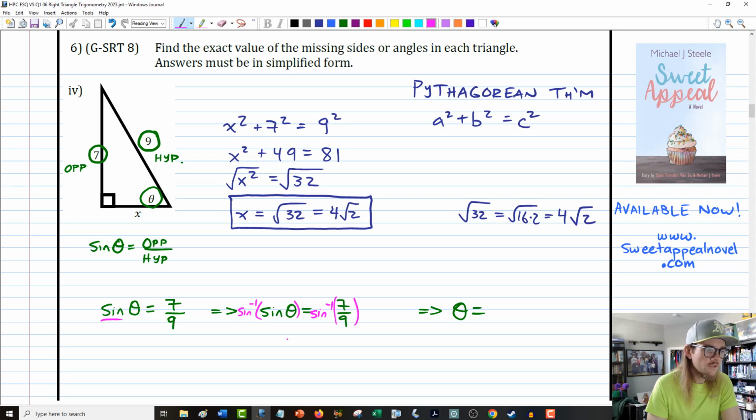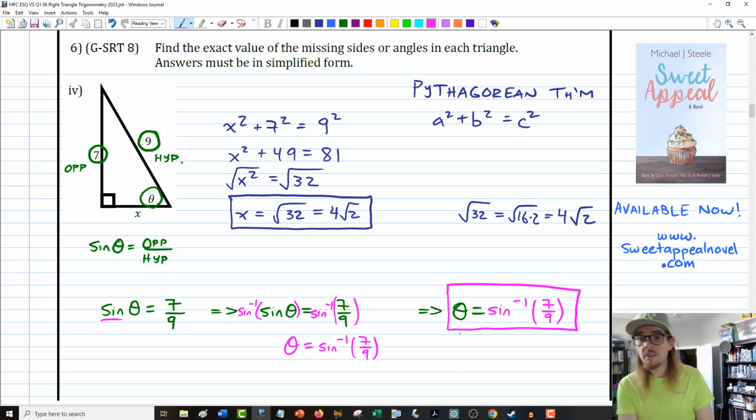But effectively, sine inverse of sine is going to be equal to theta, and then sine inverse of 7 over 9 is what? I don't know. It's sine inverse of 7 over 9. Give me a calculator and I'll tell you. For us, though, that's what we're looking for. That is our exact simplified final answer.